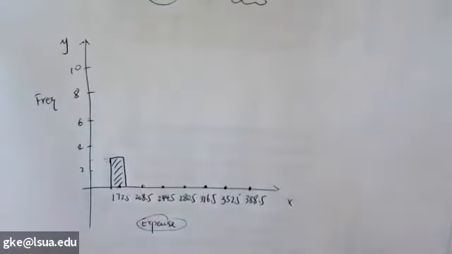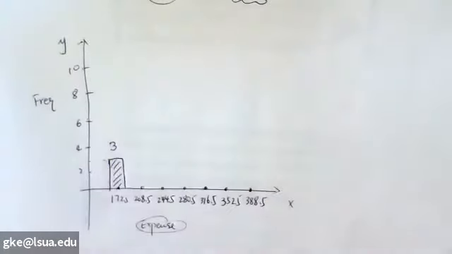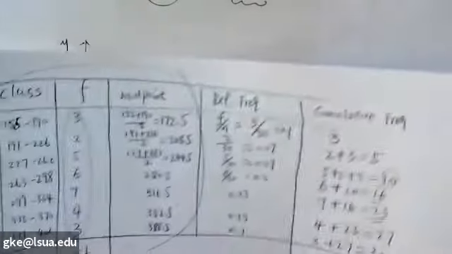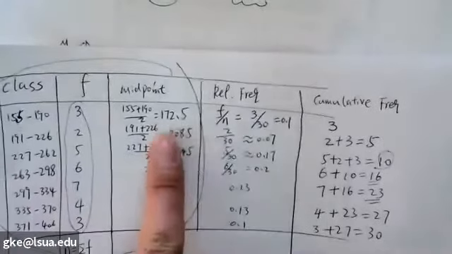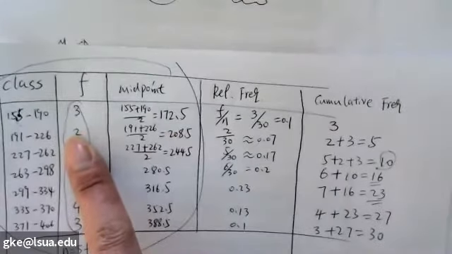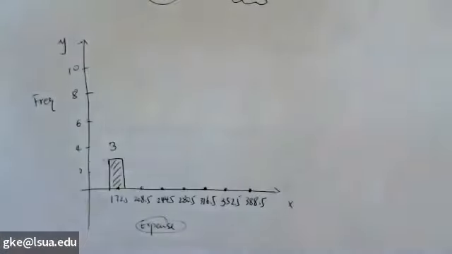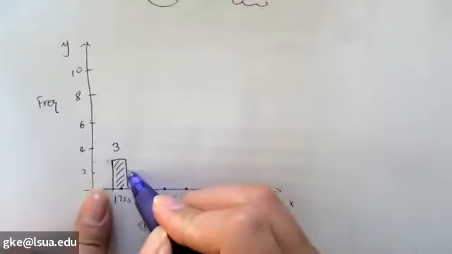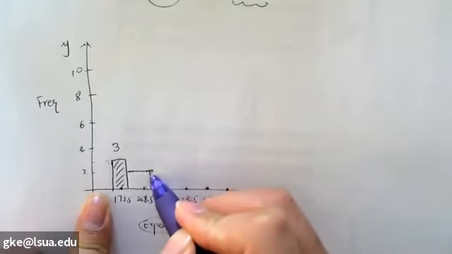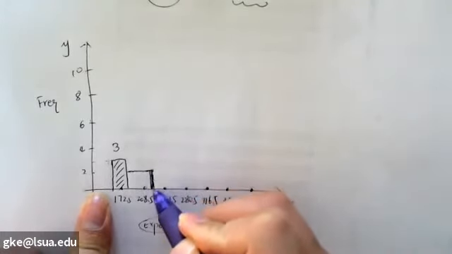Okay, so the first bar is 3. And for the second middle point, corresponding to the frequency is 2, right? So we just draw the 2. Oh, it's a little bit ugly. I hope you don't mind.